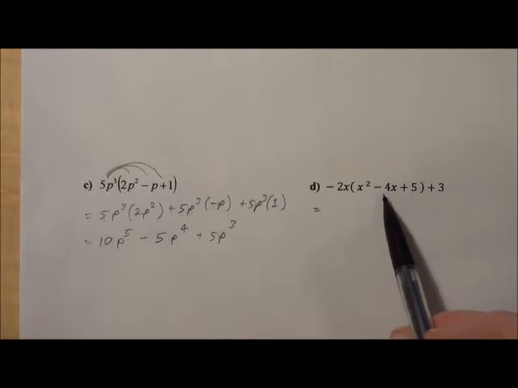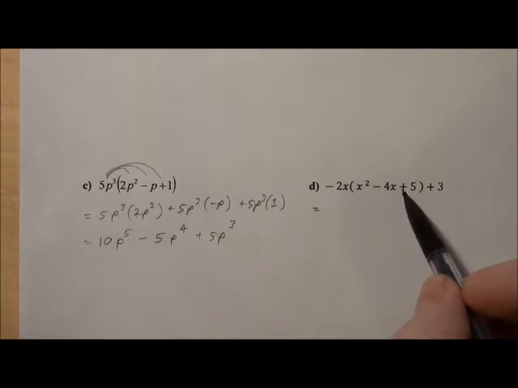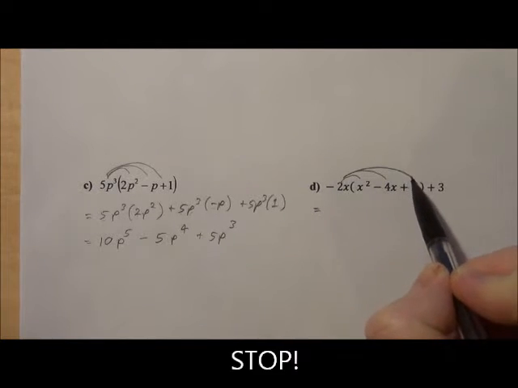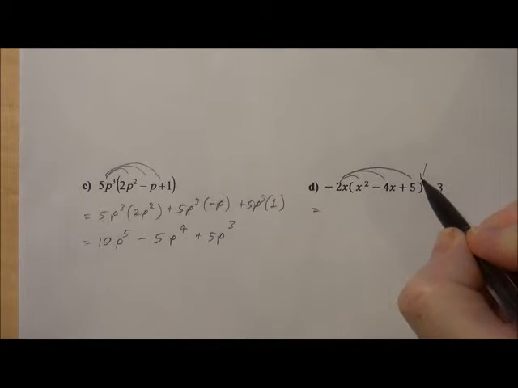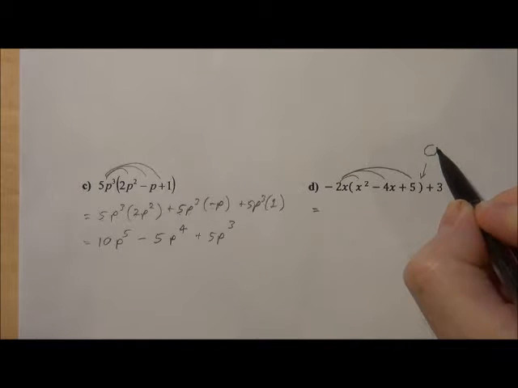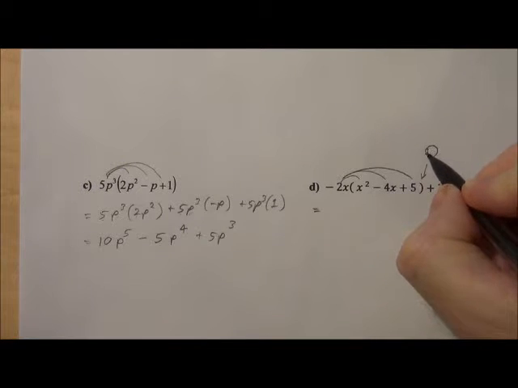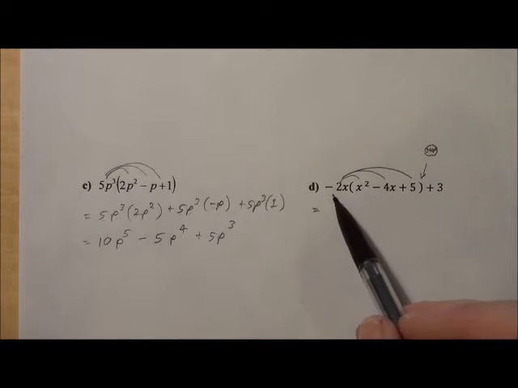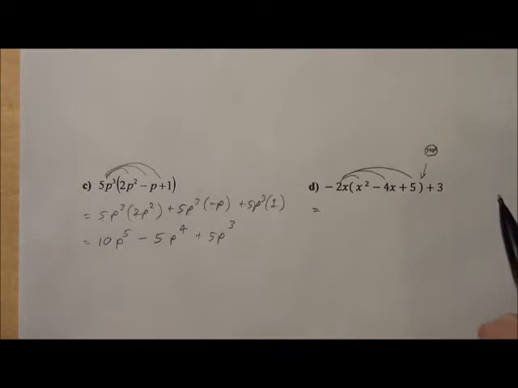Negative 2x times x squared minus 4x plus 5, plus 3. When we expand in a set of brackets, when we reach the end of the bracket, we stop. Okay? We do not go any further. That signifies the little stop sign. If you can see that as a stop sign, I'll actually write the word stop right on it to improve my diagram. So we expand in the brackets and stop. That 3 does not get expanded with the negative 2x.